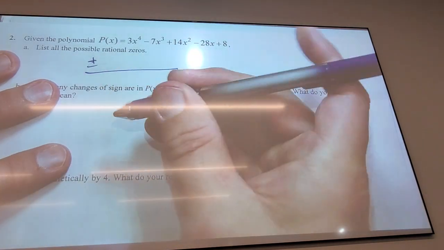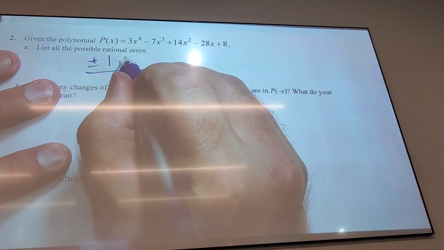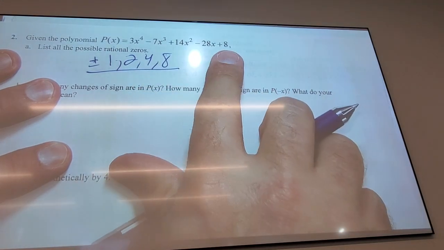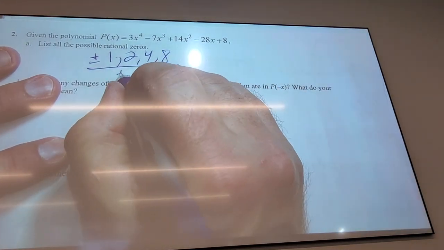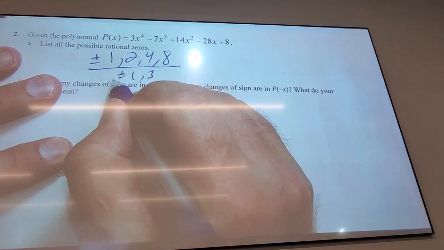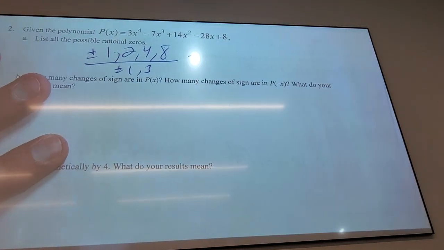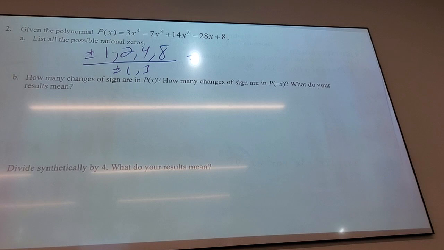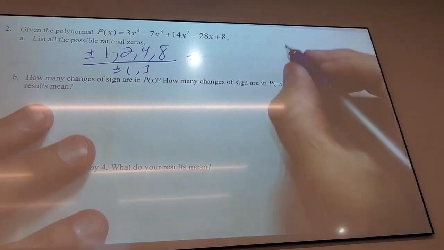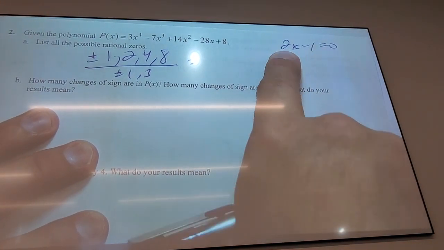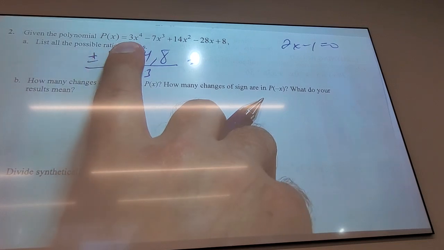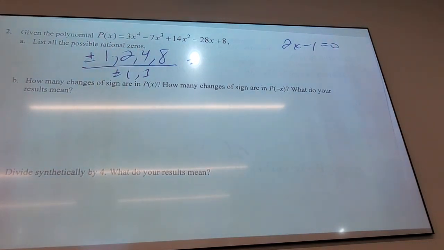So I'm going to catch up to you guys. The top is all the factors of 8, the bottom factors of 3. We really don't need that plus or minus, but that's all right. And don't lose touch with why that's true. If I have something like 2x minus 1 and I go to solve it, I'm going to end up dividing by that number in front. That's why the number in front ends up being the bottom somewhere.